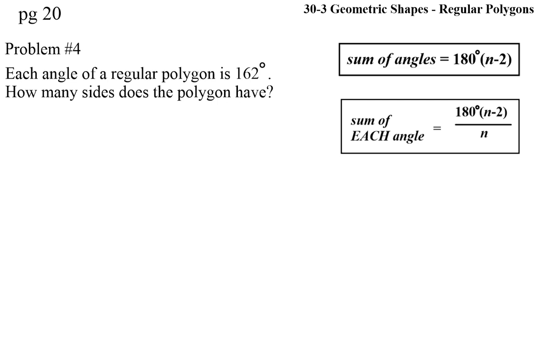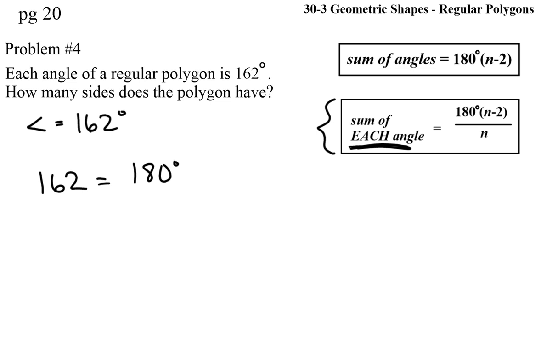And finally on page 20, problem 4 says, each angle of a regular polygon has a measure of 162 degrees. So we know the angle is 162 degrees. How many sides does the polygon have? Let's plug into our formula. 162 is equal to 180 times (n minus 2) over n, because at this point we don't know what n is.